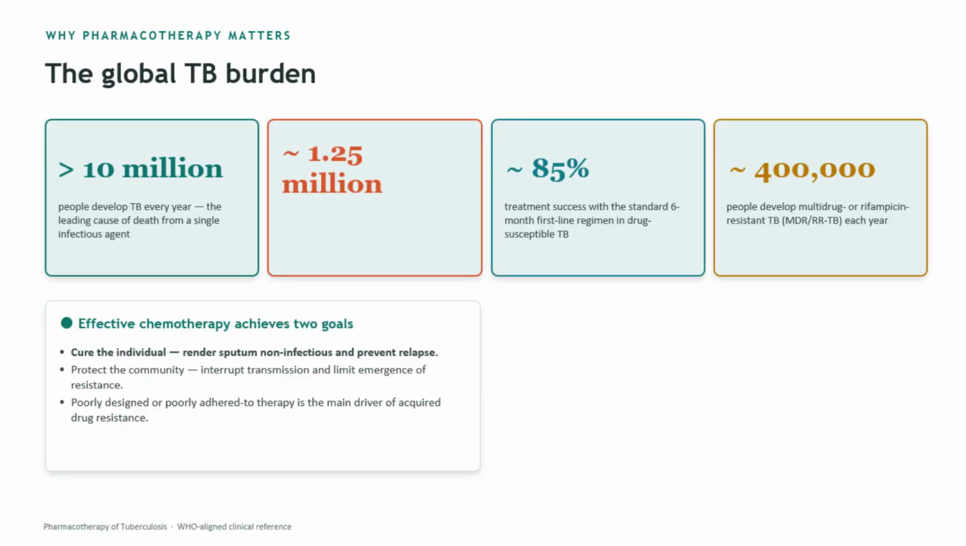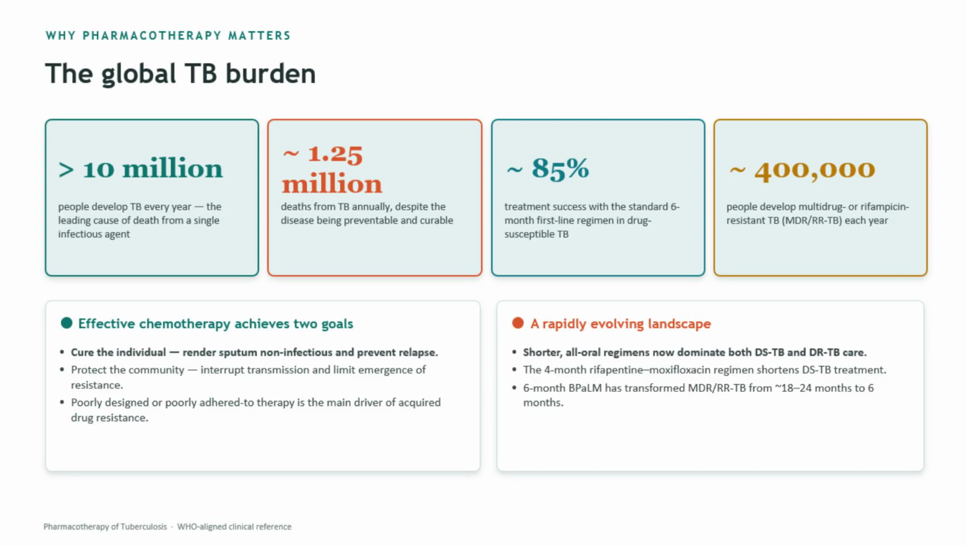Before any pharmacology, let's talk about why this matters. Because the numbers are staggering. Over 10 million people develop TB every single year, and it's still the top killer among infectious diseases, with around 1.25 million deaths annually. Here's the kicker: TB is preventable and curable. With the standard 6-month regimen, we cure about 85% of drug-susceptible cases. But roughly 400,000 people a year develop multi-drug or rifampicin-resistant TB. And that's exactly why getting the pharmacotherapy right isn't academic. It saves lives and it protects the whole community.